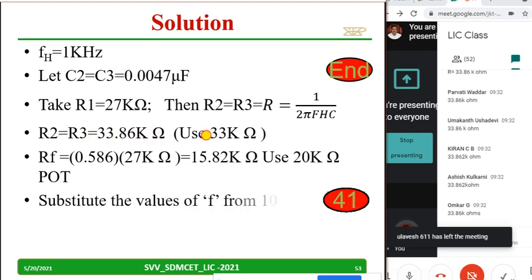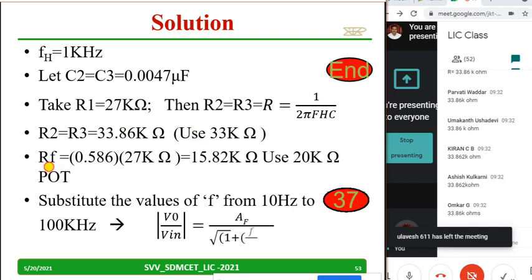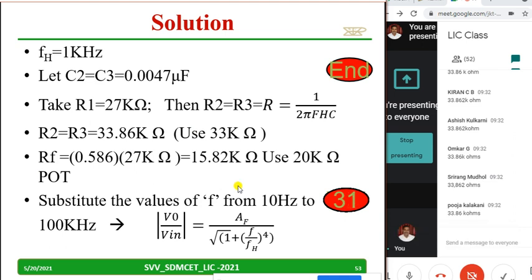So what you have to do, 33 kilo ohm you can use, and RF equal to, you find out and write down. RF you will get 15.82. Copy down this and try to understand this. Substitute the value of F from 10 Hz to 100 kHz in this. FH is given to you, it's 1 kHz. Find out the gain and gain response, you can plot it. This is a procedure. In the exam they may ask, they may not ask, but you should know what you have to do.